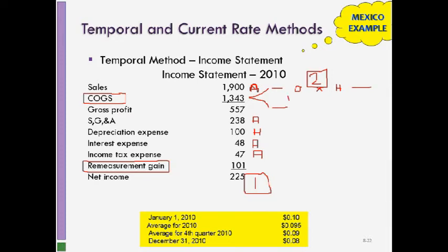Purchases were 16.5K, 16,500. What are we going to multiply that by? Well, they occurred during the period, so therefore we times it by an average. And what do we get? We get 1,567.5. Yes, we got that, haven't we?